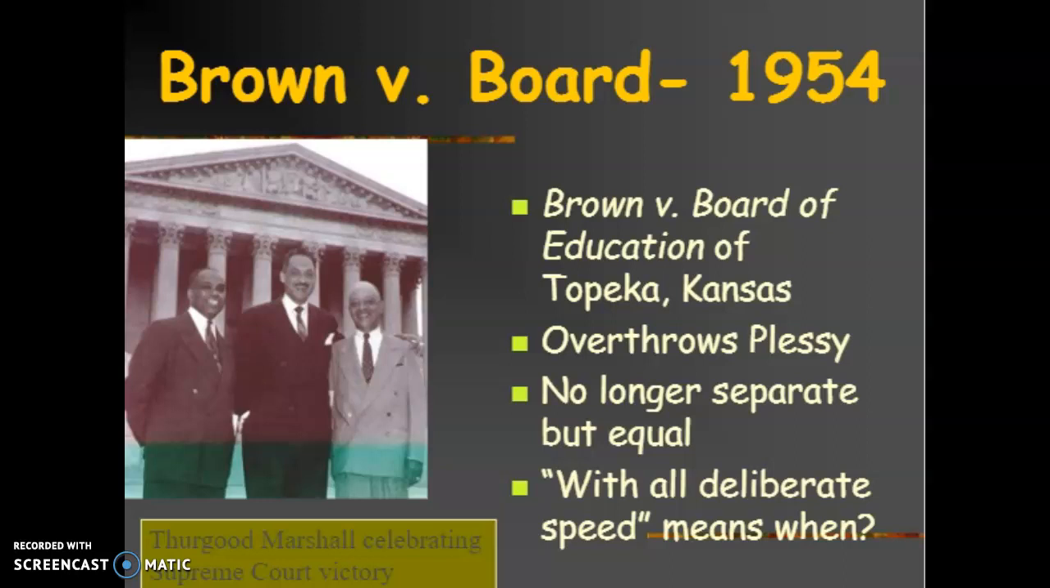Everything must not be segregated, or they must be integrated. And so how fast does this need to happen? With all deliberate speed. Now, that's pretty subjective. What does that really mean? That's a good question. It could mean next week, next month, next year, 10 years, I don't know. And so that was a real problem with this Brown versus Board of Education.